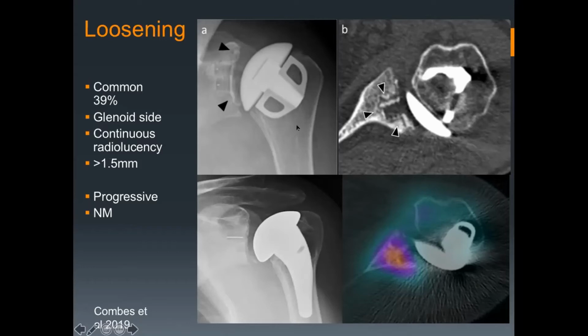So this is an example here. You can see this rim of periprosthetic lucency around the prosthesis, and you can again see that on the axial CT image. This is another example here. It's a bit more difficult to see on this frontal radiograph, but you can see there is some radiolucency tracking deep to the polyethylene prosthesis here. And when we did a SPECT CT, it showed radiotracer uptake at the interface, suggestive of loosening.